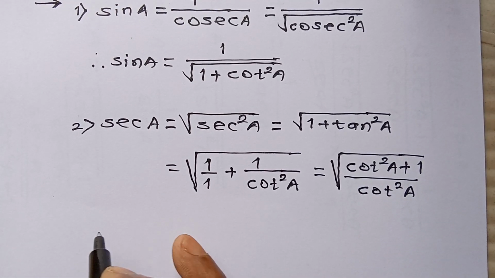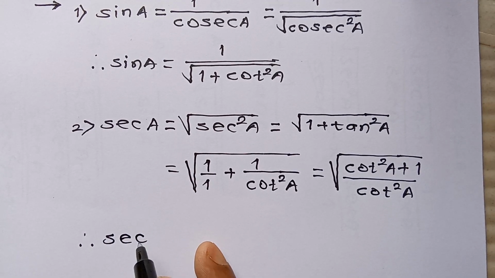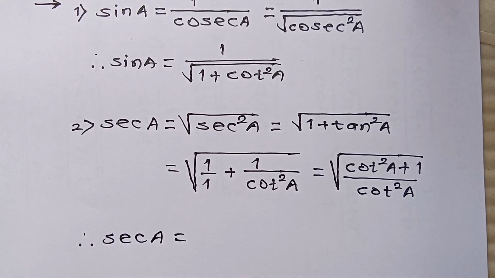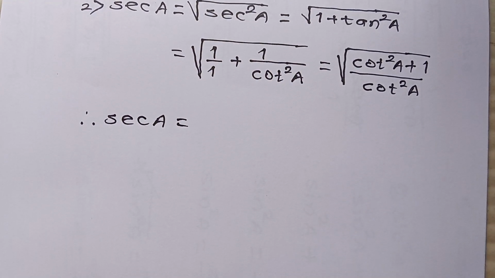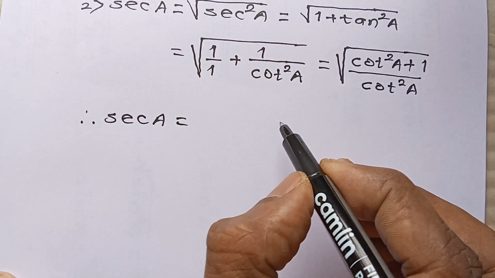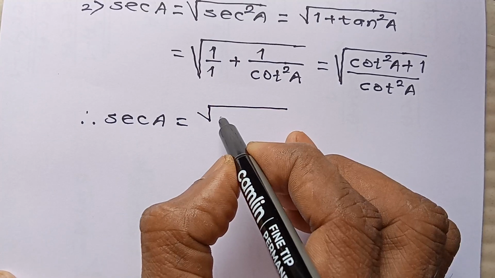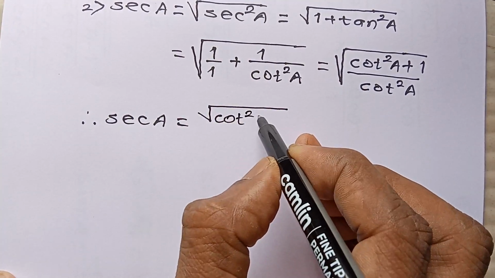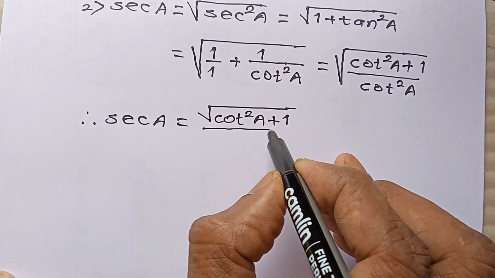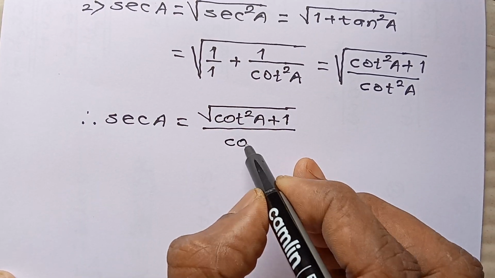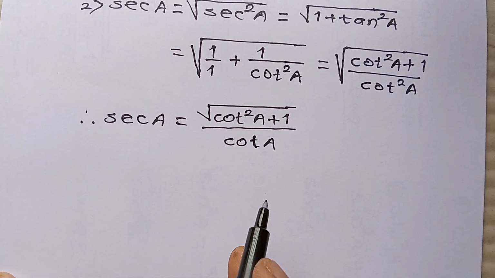Now here we write sec A is equal to, see this carefully, square root of cot square A plus 1 as it is, upon square root of cot square A, and we know the square root of cot square A is cot A.